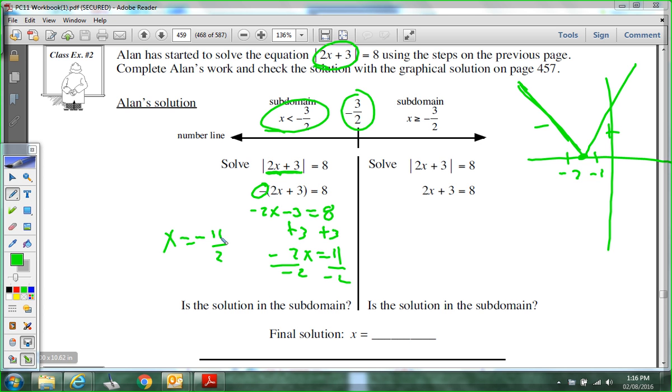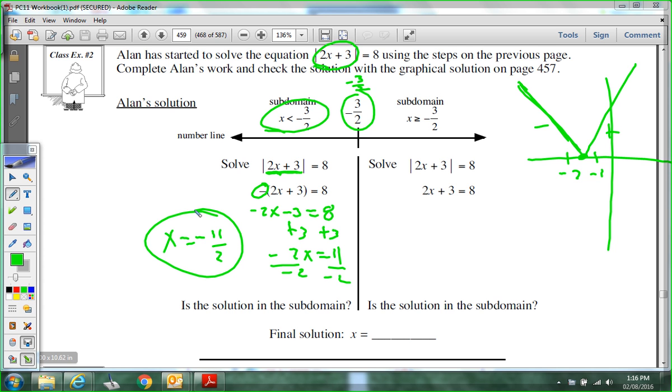Okay. So then what you ask yourself is, is negative 11/2 less than negative 3/2? Because it has to be. This is negative 3/2. If I get something bigger than negative 3/2, it doesn't cross. It's not possible. But negative 11/2 is less than that, so it is an answer.